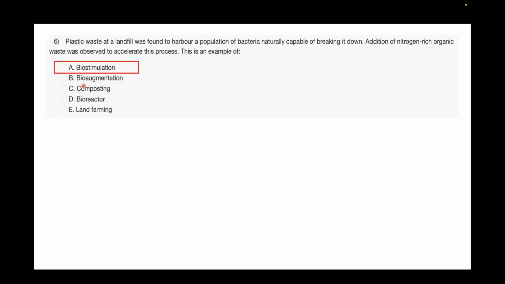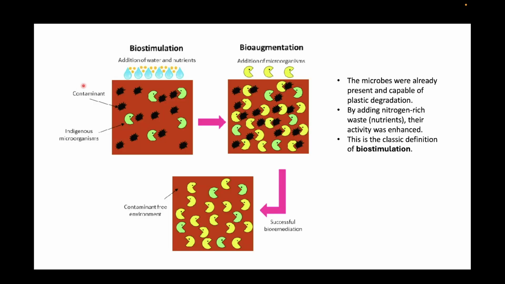So this method is biostimulation. This is an in situ engineered process. Again, what is the difference between biostimulation and bioaugmentation? In the previous question, we saw bioaugmentation. Biostimulation is the addition of water or nutrients or any such material which can help indigenous microorganisms remove contaminants better. This is biostimulation, stimulating the already present indigenous microorganisms.